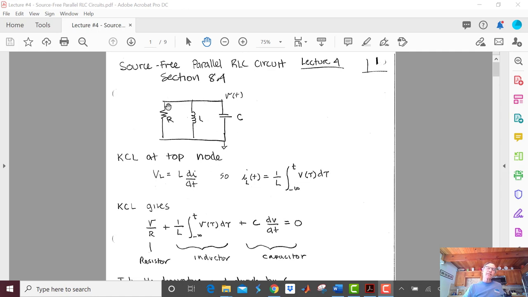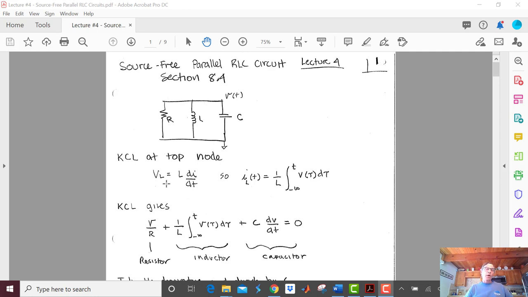So let's get the characteristic equation for this. And of course, we don't need any sources to get that, because it doesn't have anything to do with the sources. So what we're going to do is we'll use KCL at the top node here. Or in other words, we're going to sum all the currents going into this node to zero. Let's do the hard one first, because the current through the inductor is not plainly evident to us, or the expression for the current isn't.